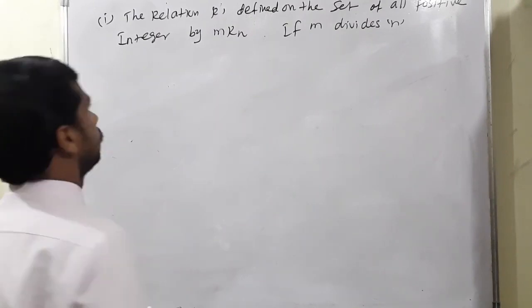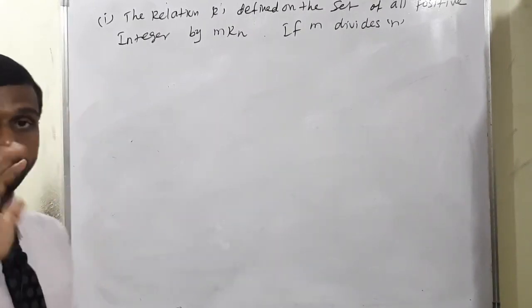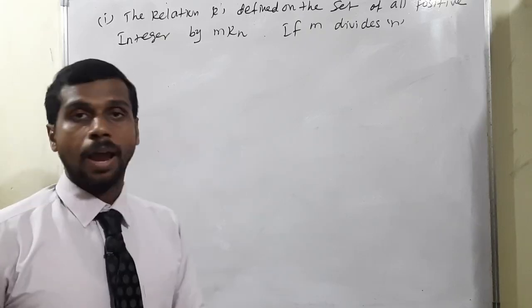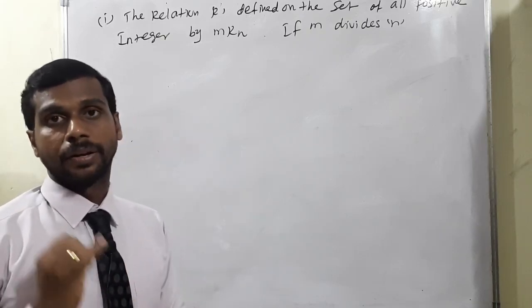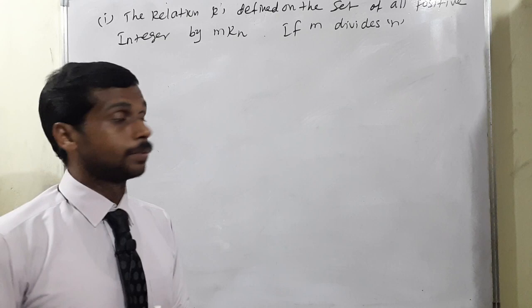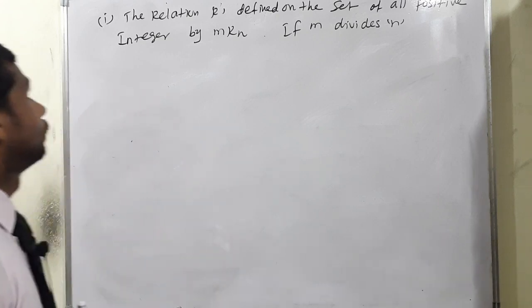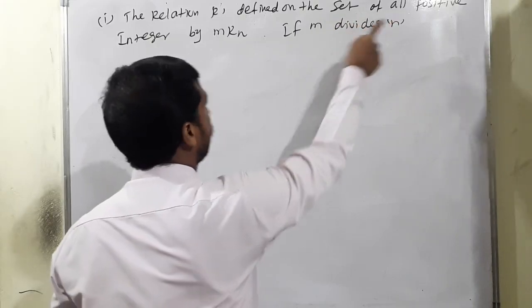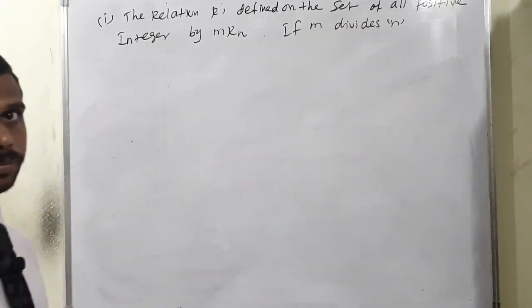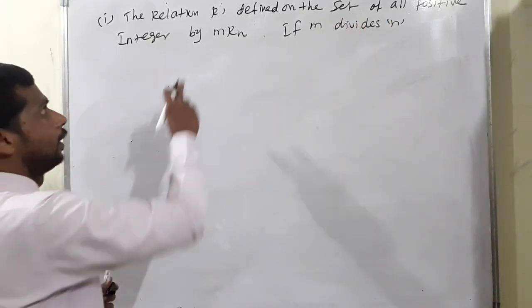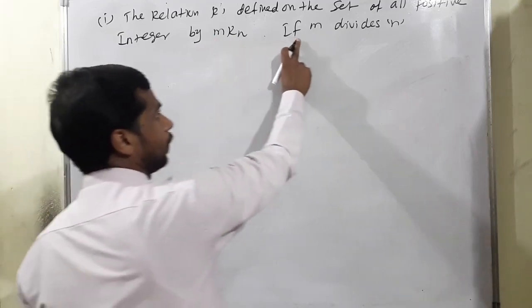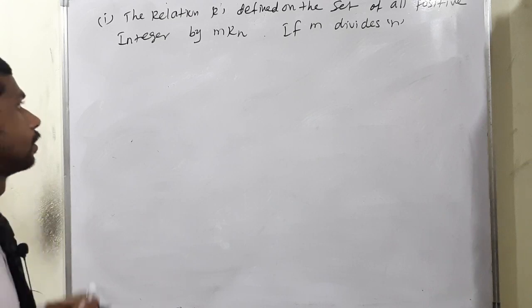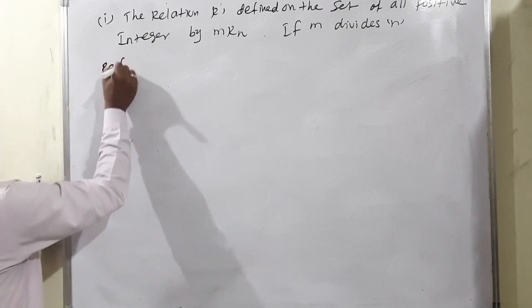Exercise 1.2, question number 1. Given 5 subdivisions are there. So, one by one we can discuss the main condition. Discuss the following relations: reflexive, symmetric and transitive. Subdivision 1, the relation is defined on the set of all positive integers. So, positive integers, the condition m related to n means if m divides n. Each and every term we have to check it. First, I am moving to reflexive.